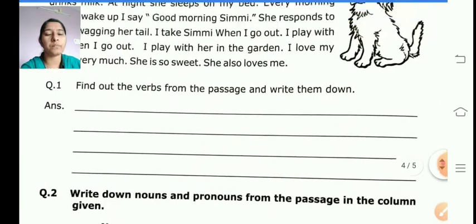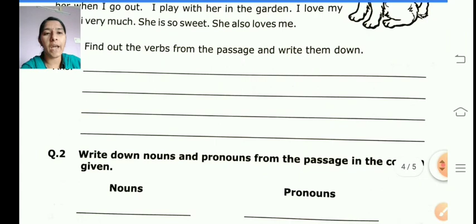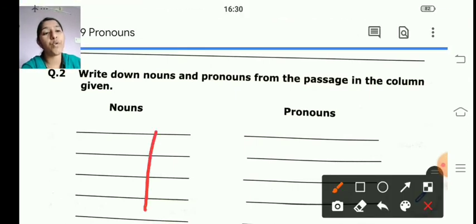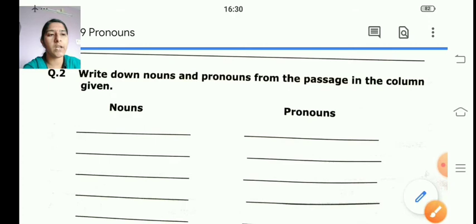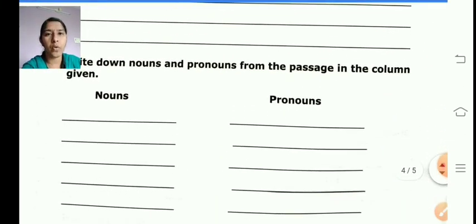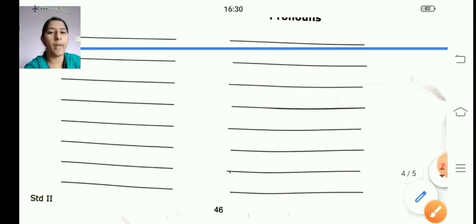Second one, from this paragraph you are going to write the nouns and pronouns. Whatever nouns are there, you have to write it this side. Whatever pronouns are there, you're going to write it this side. So you're going to read the paragraph and first find out the verbs and write them in the dash given here, right? And then you're going to write what are the nouns in the paragraph on your left hand side, and pronouns on the right hand side. So you're going to find out from the paragraph, right?